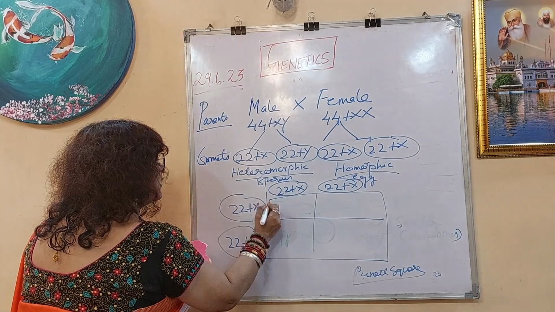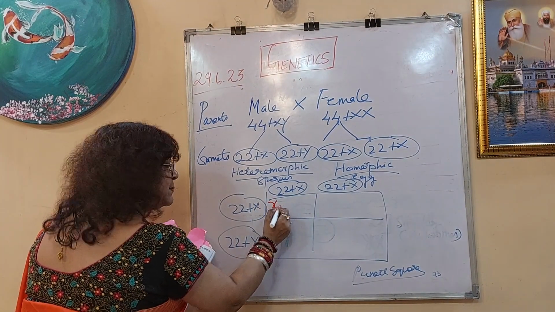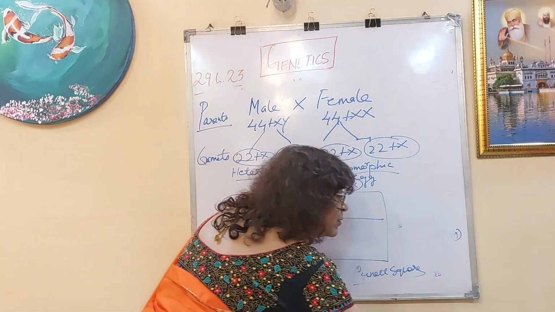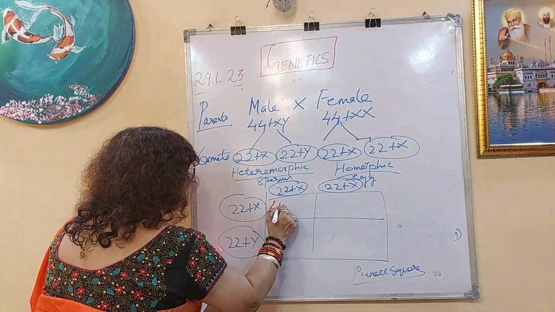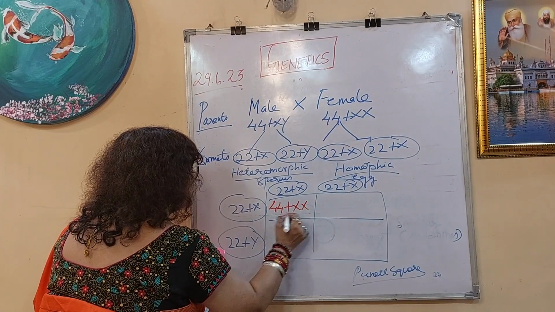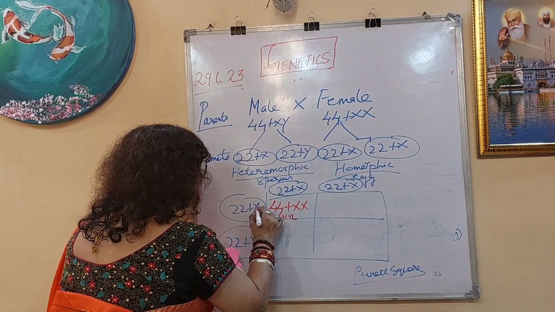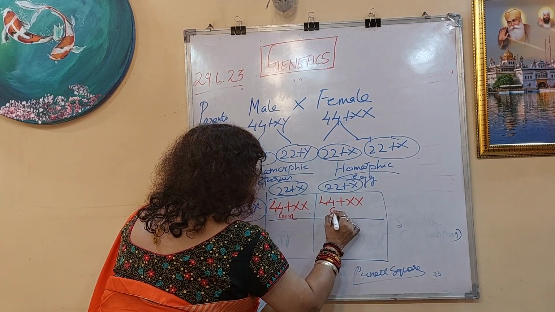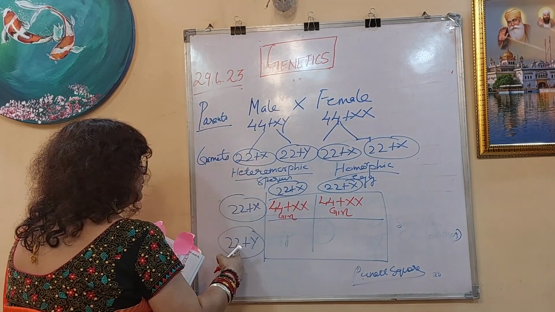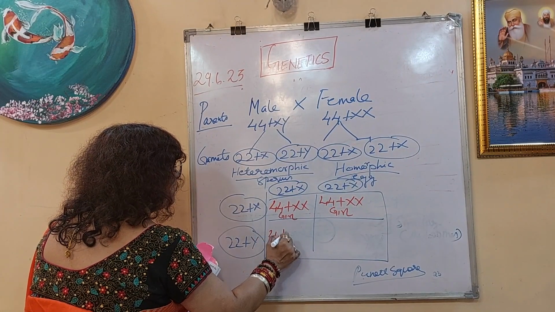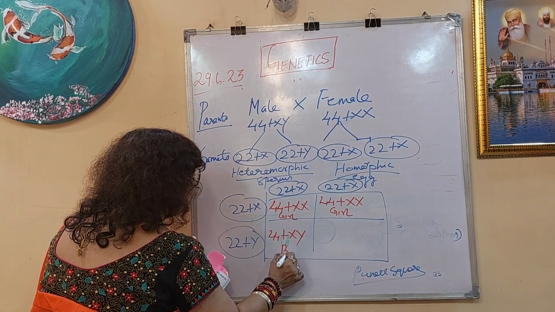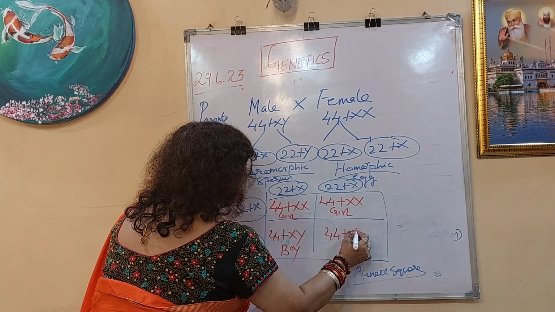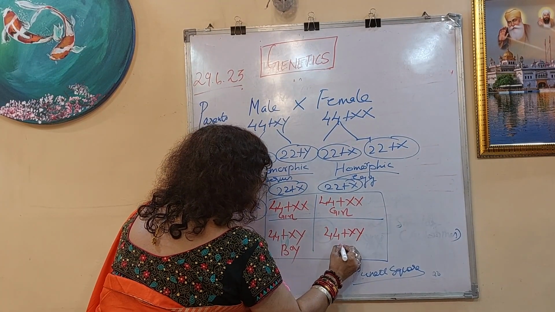That is, this with this. So it becomes, to restore the normal number of chromosomes, meiosis. 44 plus XX. This is a girl. Now this with this. Again 44 plus XX. Again a girl. This with this. 44 plus XY. Boy. This with this. 44 plus XY. Again a boy.